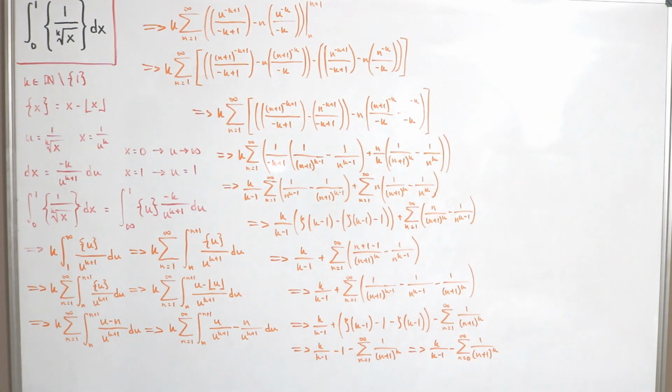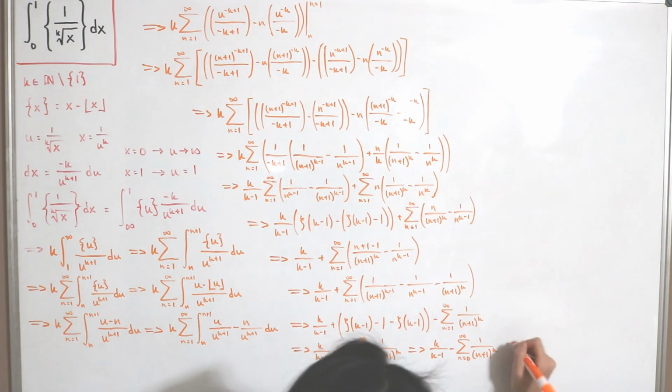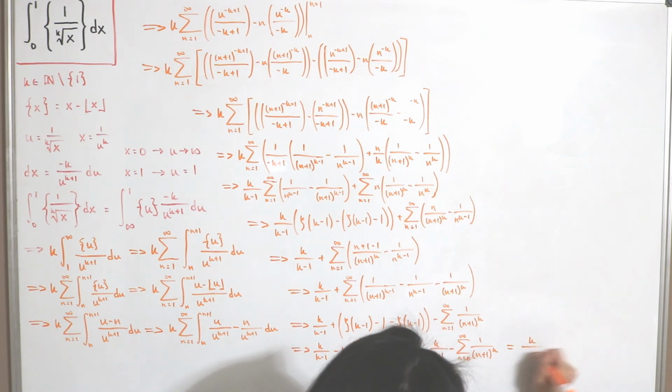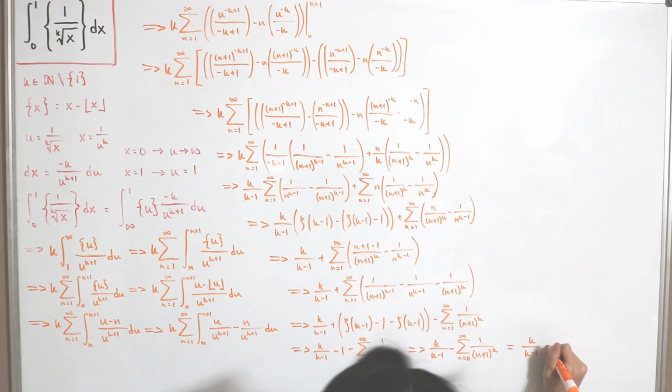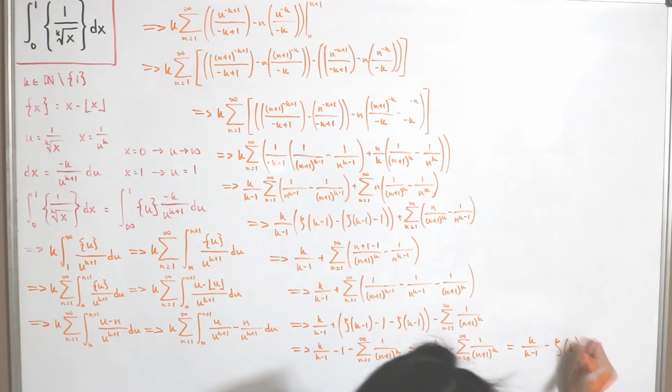And then you see that I actually just changed the index a second time, and so you'll see that this is actually just rewriting the zeta function at k. Therefore, we come to the conclusion that this is k over k minus 1, and then subtract our Riemann zeta of k. And there we have it.